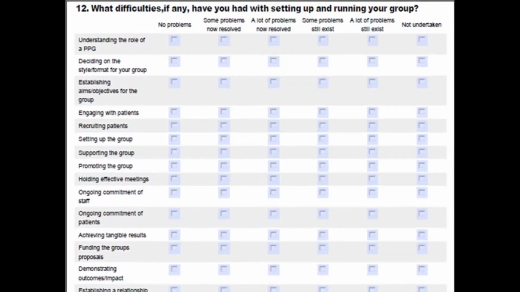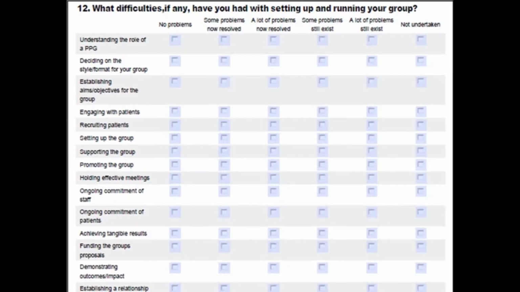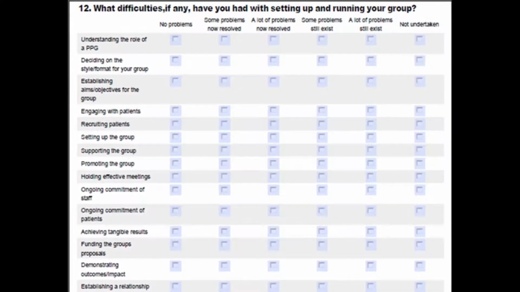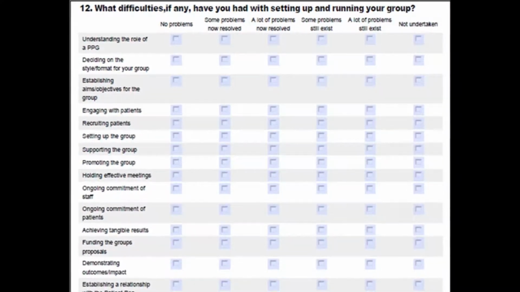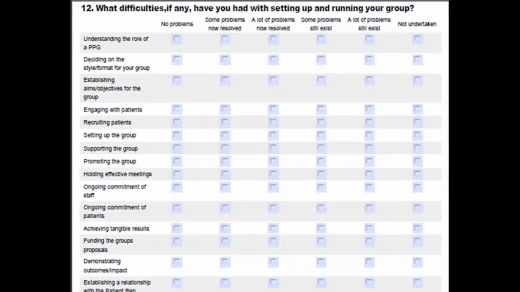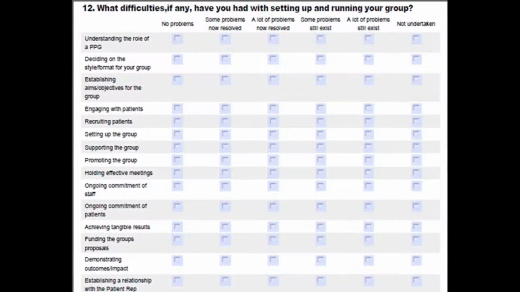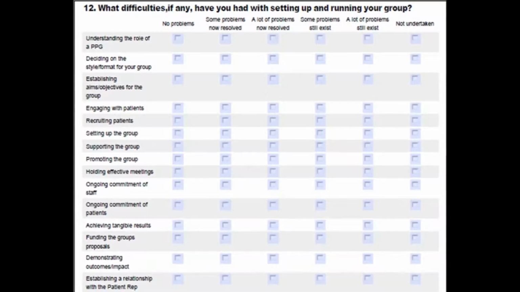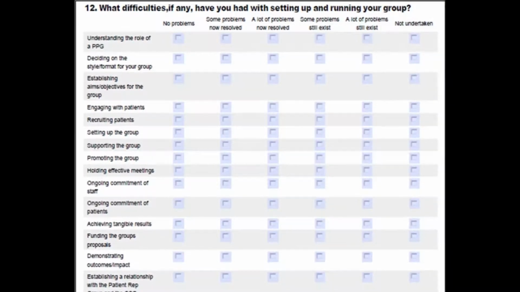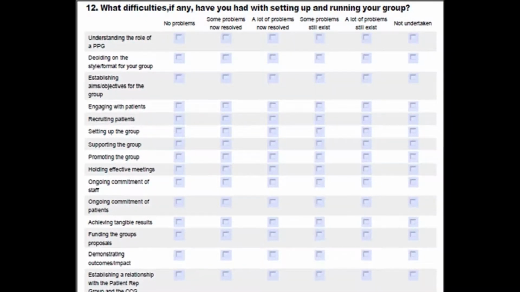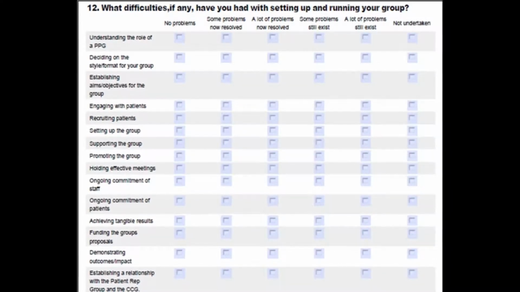The content of the toolkit was largely decided as a result of the survey that we did of practice managers, asking them if they hadn't set up a group, then why they hadn't, and what difficulties they might have encountered if they'd started to set one up and weren't quite sure what to do, and what sort of help they would like or what would encourage them to set up a group. So that gave the basis of the sorts of things that we felt should go into the toolkit.